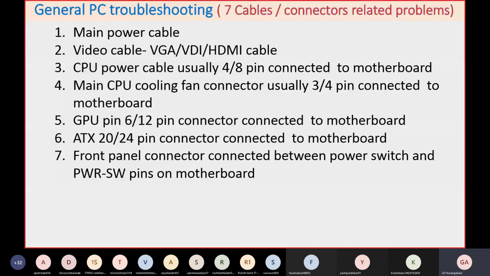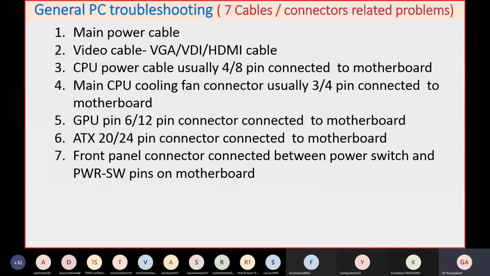Then the main CPU cooling fan is connected, usually 3 to 4 pin again. Then the GPU pin is normally 6 to 12 pin, connected to the motherboard. So in fact, these are all the power supply pins which go from the motherboard either to the CPU, or to the main CPU fan, or to the GPU.